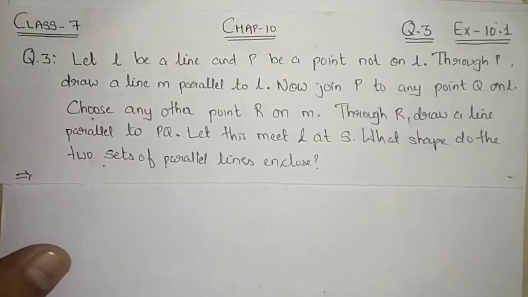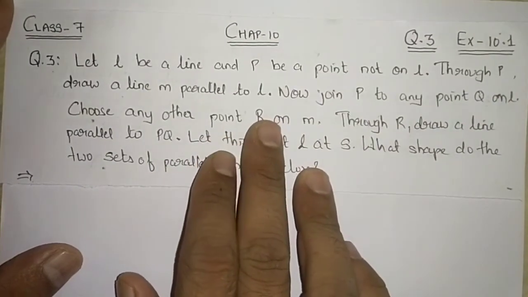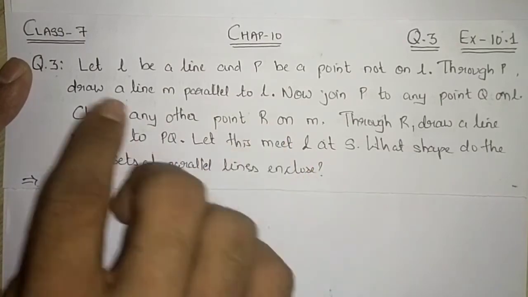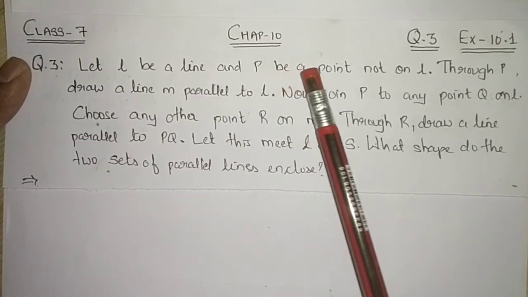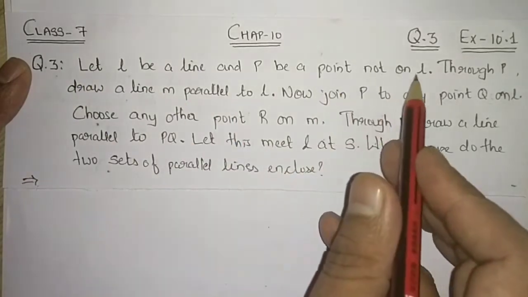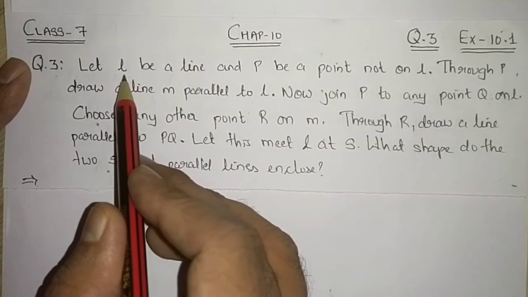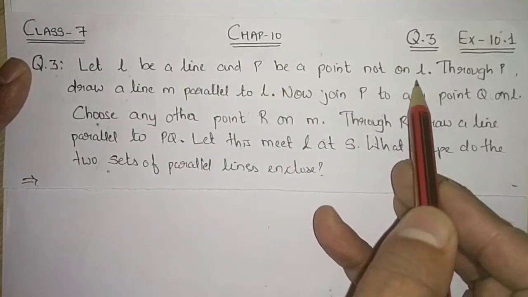Good morning, students. We are in question number 3 of exercise 10.1. Question number 3 says, let L be a line and P be a point on L. Since we are doing construction, we will take one line each and follow their instructions. So they have told us to draw a line L and a point P which is not on L. Let us draw it first.